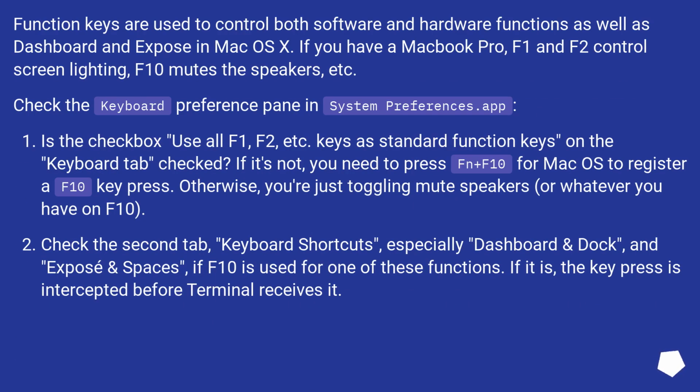Function keys are used to control both software and hardware functions, as well as Dashboard and Expose in Mac OS X. If you have a MacBook Pro, F1 and F2 control screen lighting, F10 mutes the speakers, etc. Check the Keyboard preference pane in System Preferences.app. Is the checkbox "Use all F1, F2, etc. keys as standard function keys" on the Keyboard tab checked? If it's not, you need to press Fn plus F10 for macOS to register an F10 key press. Otherwise, you're just toggling mute speakers, or whatever you have on F10.